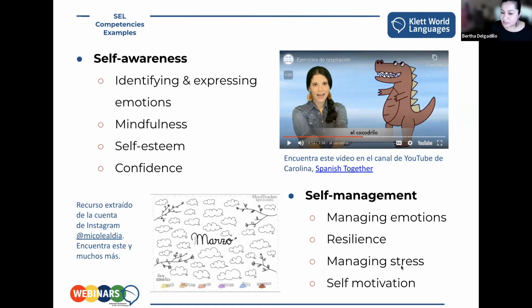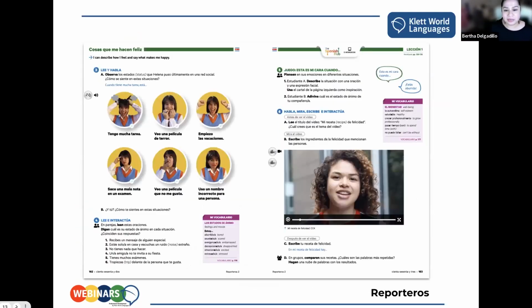So I share this to say that it is okay if you feel like you're not good at one of these. It is totally okay, because this is going to help you get better for yourself and for your students. So here, you also have many supplements. If you use a textbook, this is an example from the book Reporteros.